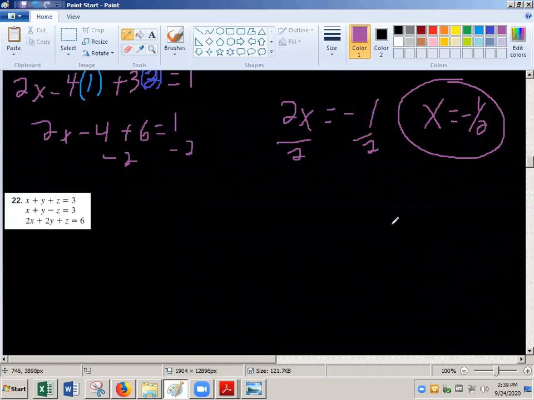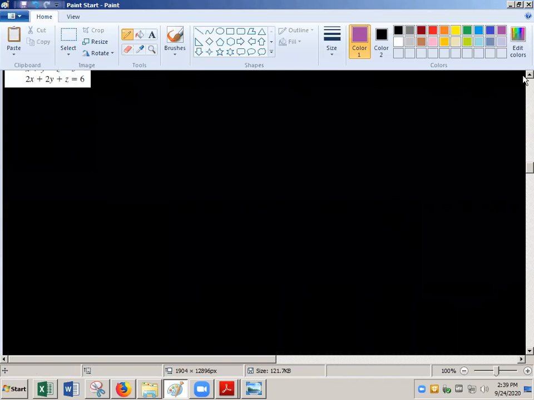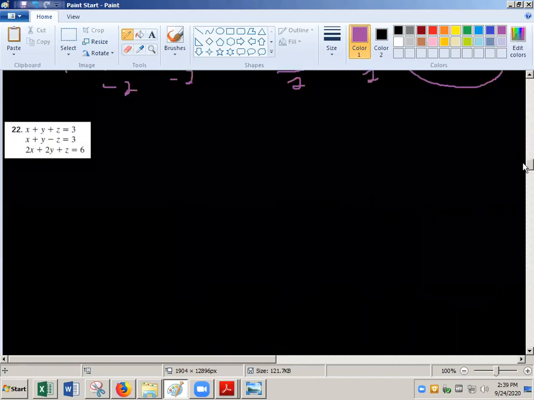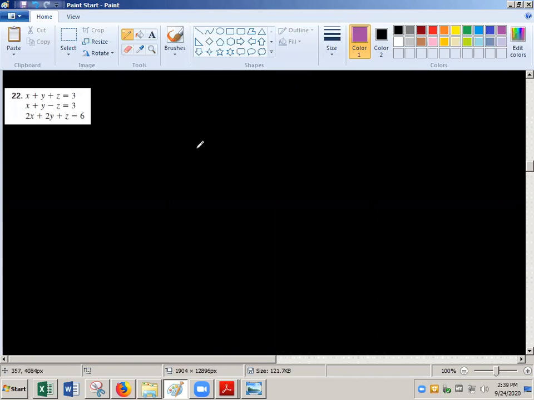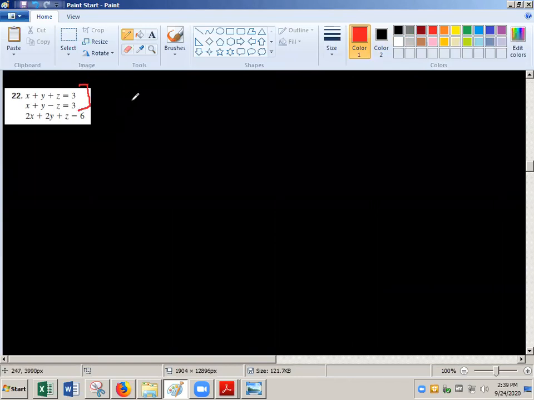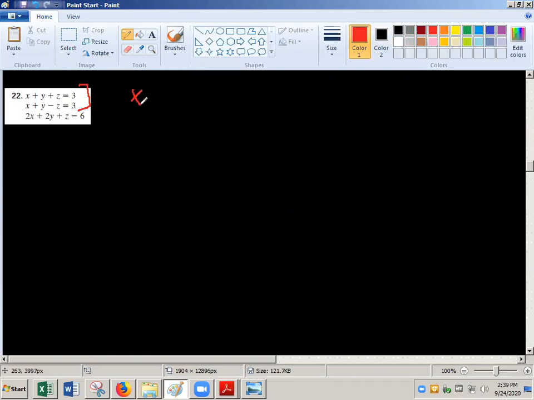Perfect. The next one is basically the same thing all over again, except maybe we run into another issue with it. If I look at these 2 equations right here, and I take the x's and add them up, and I take the y's and add them up, the z's already cancel off. It's going to give me 6. Can I simplify this equation here? Yeah, I can simplify this.